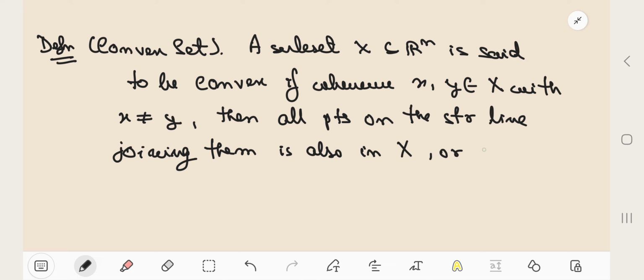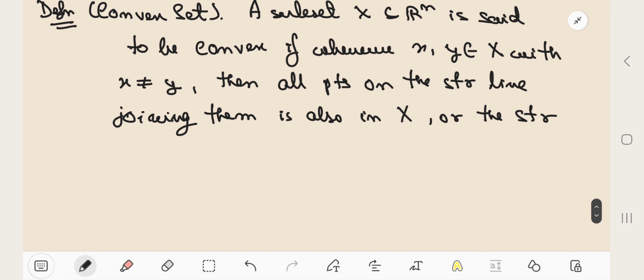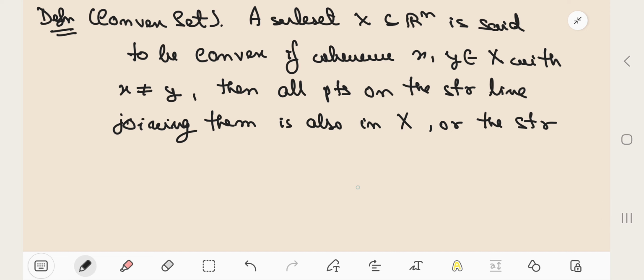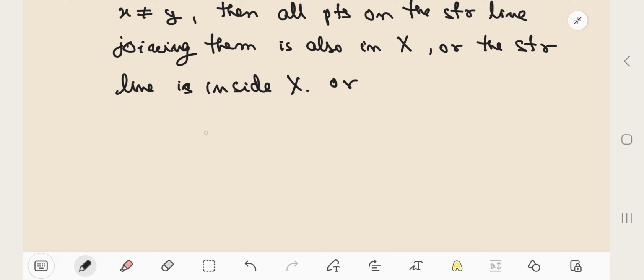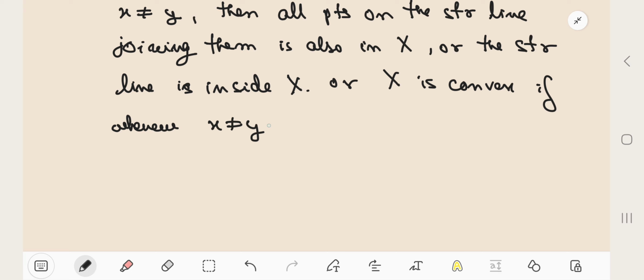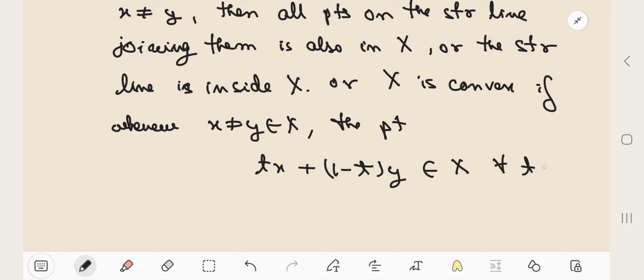Or we can say that the straight line, this is certainly a sort of abuse of language, is inside X. Or in mathematical terms, I can say it in this way: X is convex if whenever x not equal to y is in X, the point tx plus (1 minus t)y is in X for all t which ranges from 0 to 1.